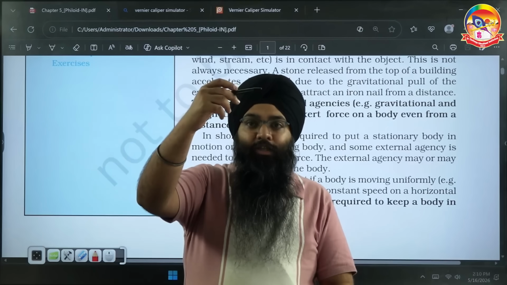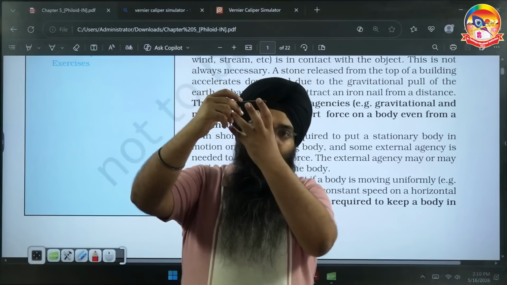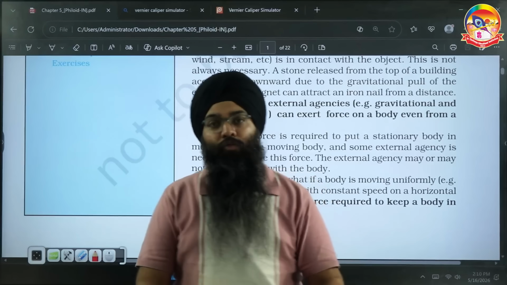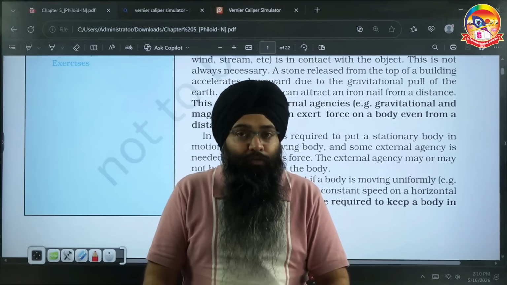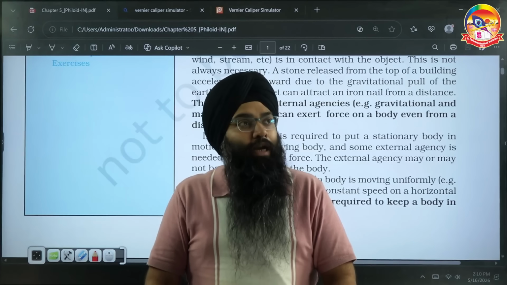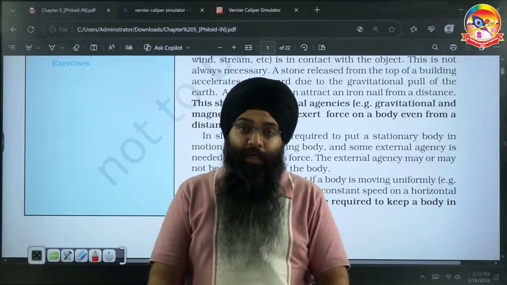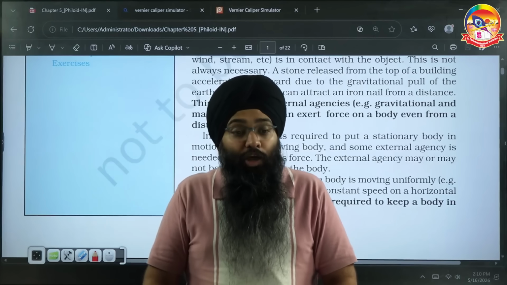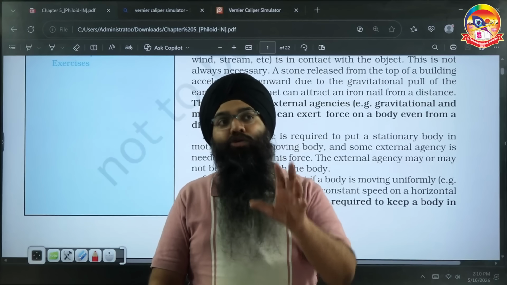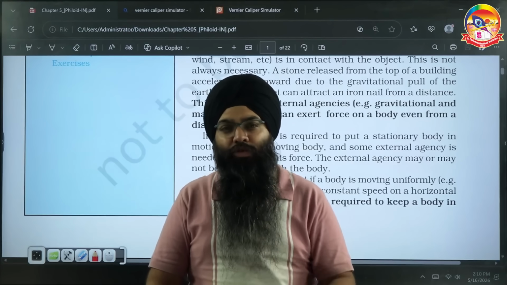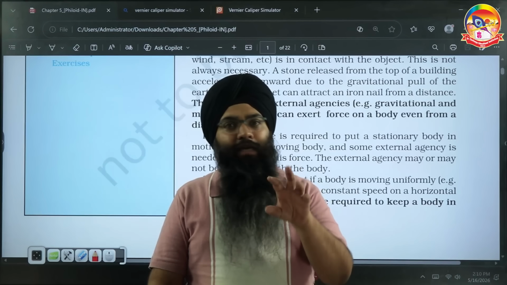If any object is being dropped, then the force with which earth pulls the object towards itself is also called gravitational force. Then there is electromagnetic force, a very strong force. Electromagnetic force is basically the force between charged particles. Then there are nuclear forces: a weak nuclear force and a strong nuclear force. These nuclear forces are very short range forces, mainly inside the nucleus.